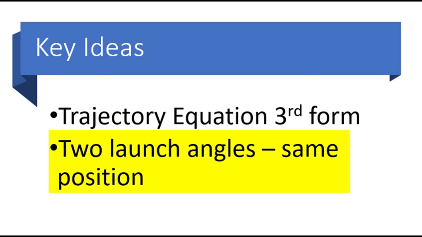From this example, we have seen that it is quite possible that two trajectories having the same initial speed but having different launch angles could happen to have the same y displacement for a given x displacement.